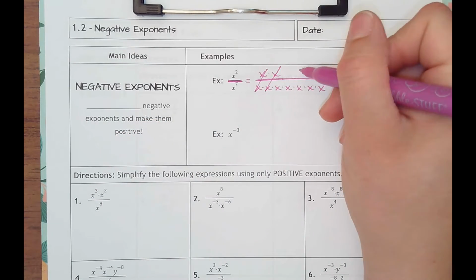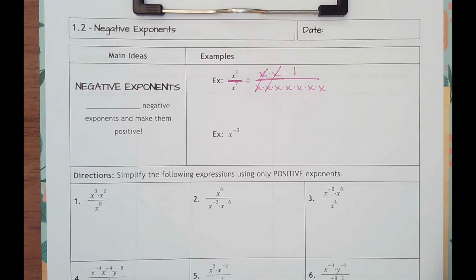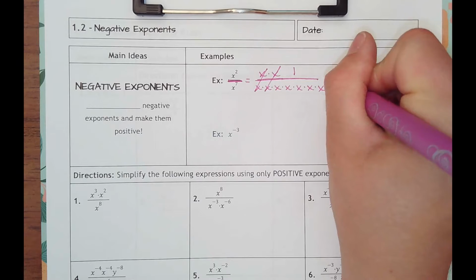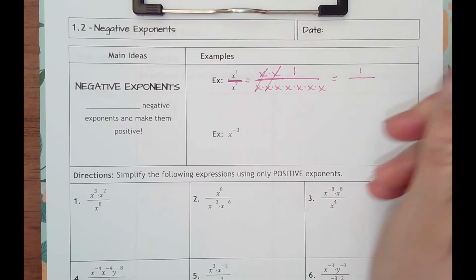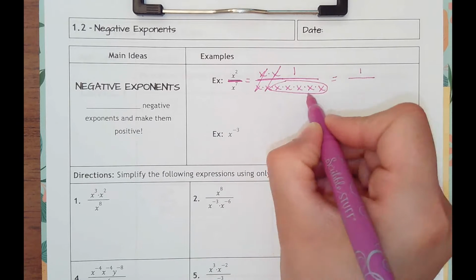Well, what happens is I have nothing in the numerator, so I have to fill that spot with a 1 because these things are canceling to make 1. So I would make my fraction have a 1 on top and then figure out how many x's are getting multiplied on the bottom. 5.